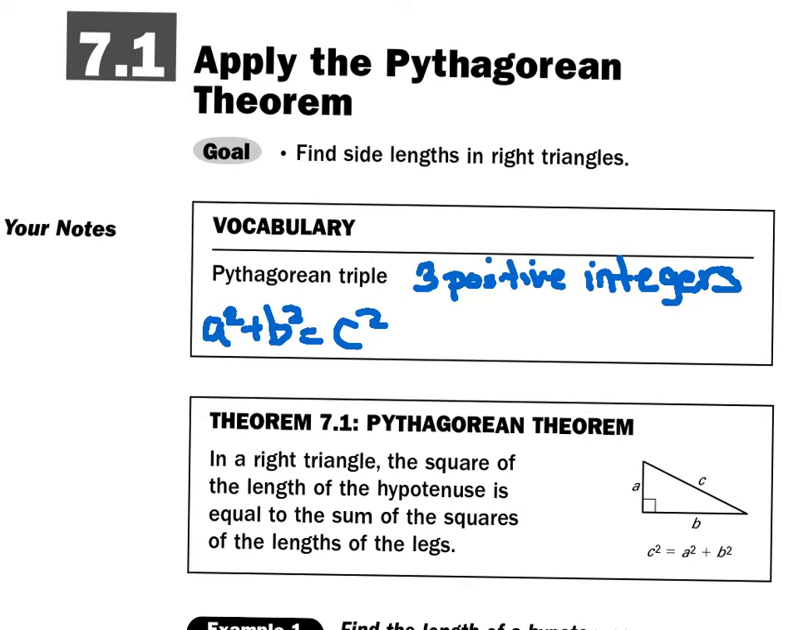One of the triples commonly known is 3, 4, and 5, because 3 squared plus 4 squared, 9 plus 16, equals 5 squared, or 25. So that is one right triangle. So a Pythagorean triple are three positive integers that make a right triangle.